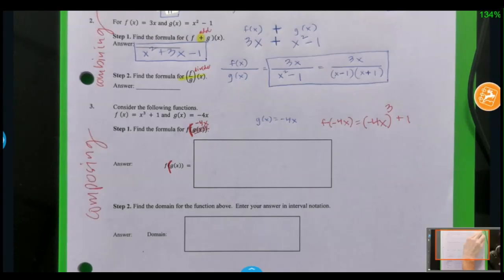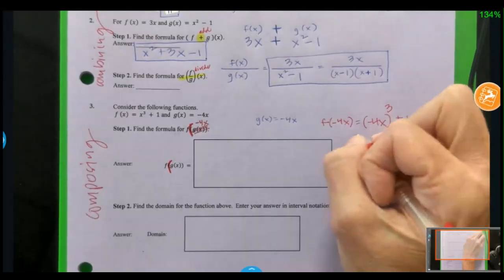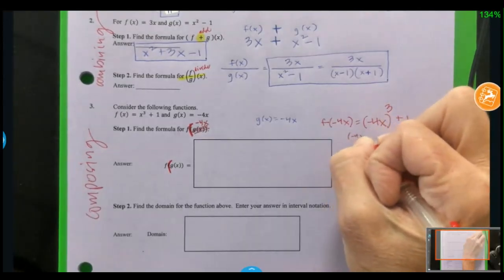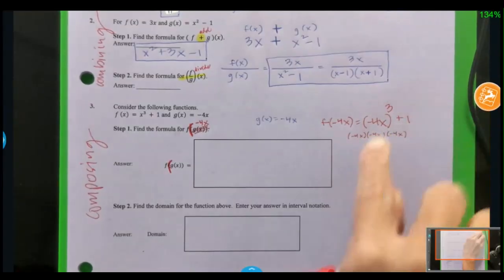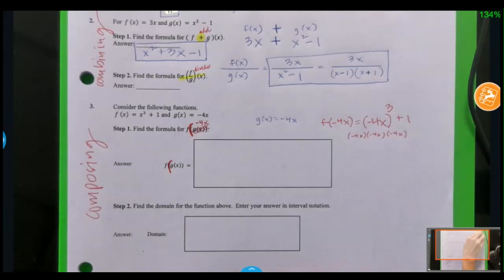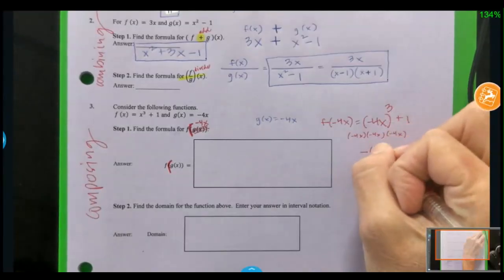Now, we're not finished there. We have some things that we can simplify. We learned monomials the first day we ever met. But if you're a little shaky on remembering your monomial rules, what this means is take negative 4x and multiply it 3 times. That's what it means to cube something. So negative 4 times negative 4 is positive 16. Positive 16 times negative 4 is negative 64.